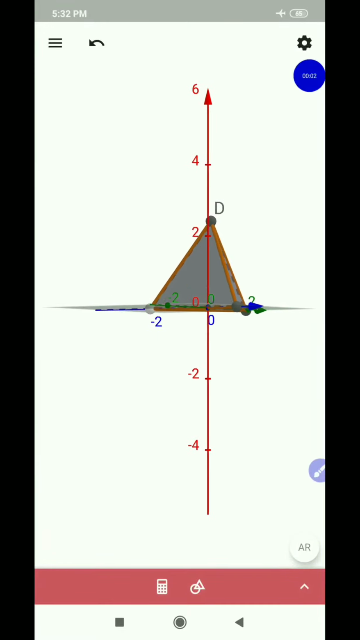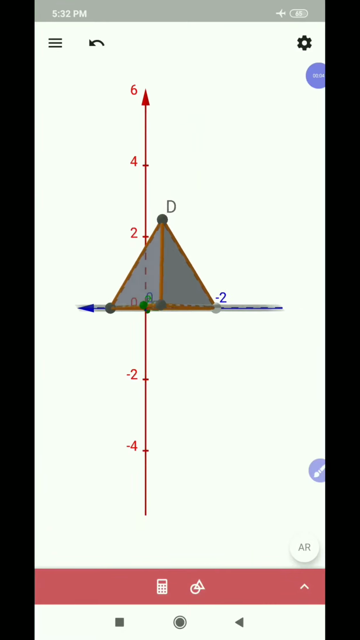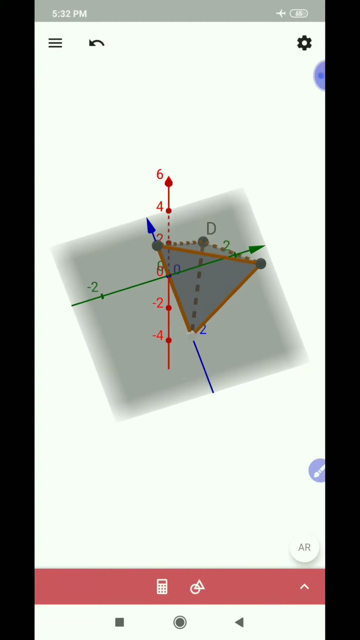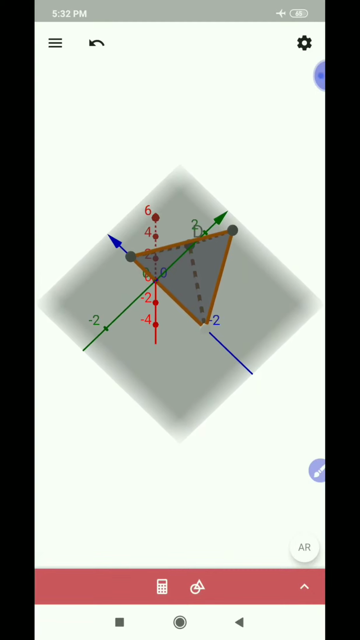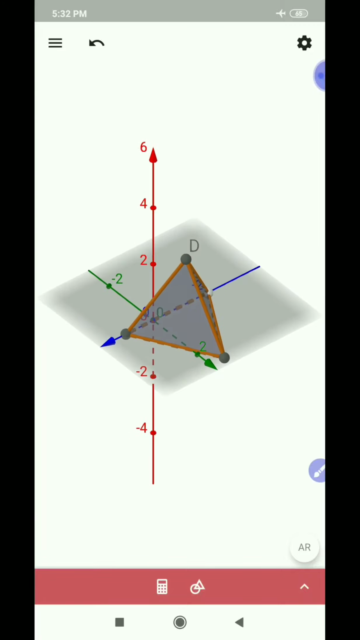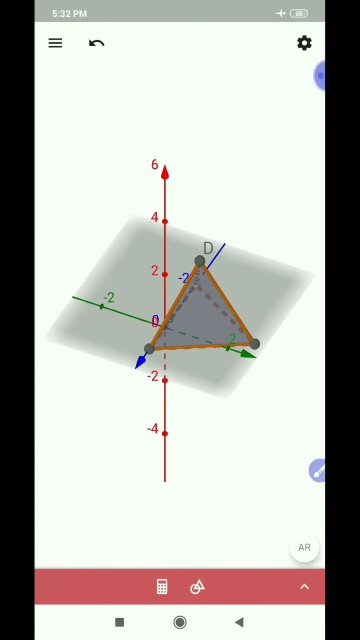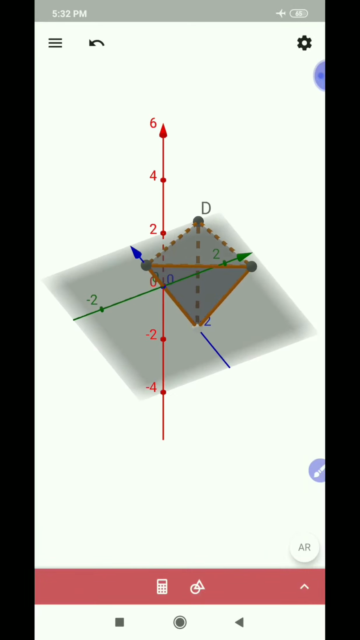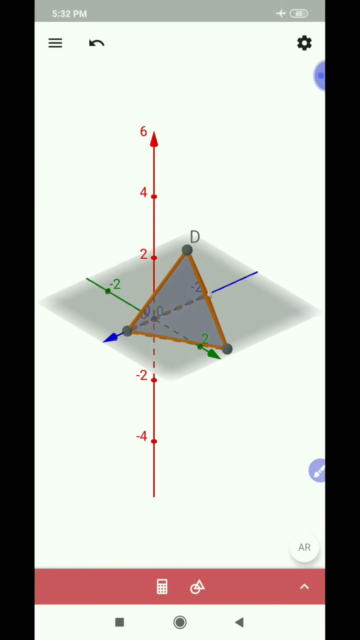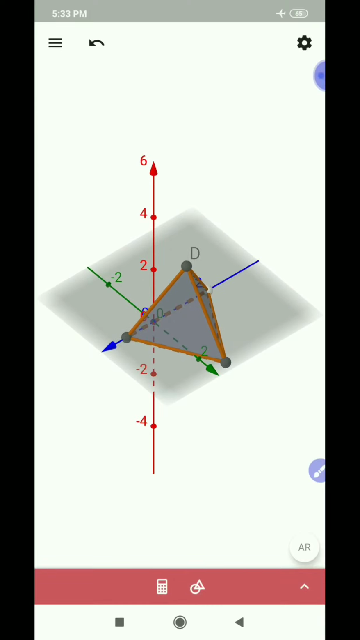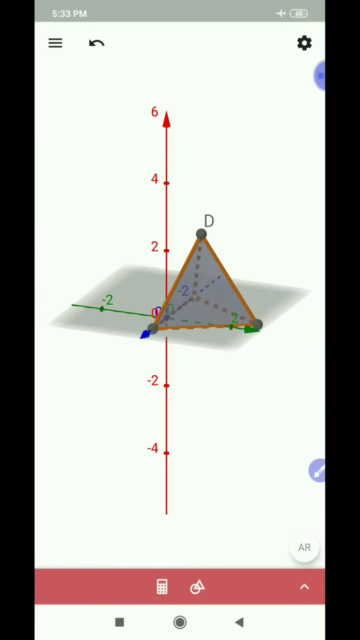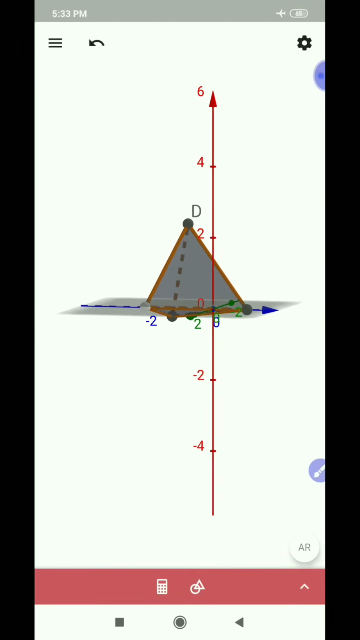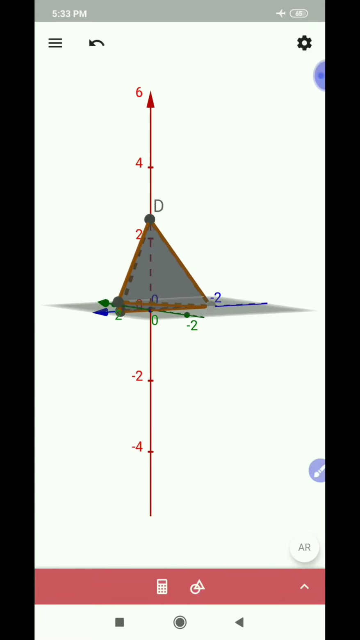What is this figure? Do you know its name? Observe its base. It is a polygon. Of course, it is a triangle. A triangle is also a polygon. Observe its top. The top is a point. If the base is a polygon and the top is a point, then that type of figures are called pyramids. Especially this figure is called a tetrahedron.